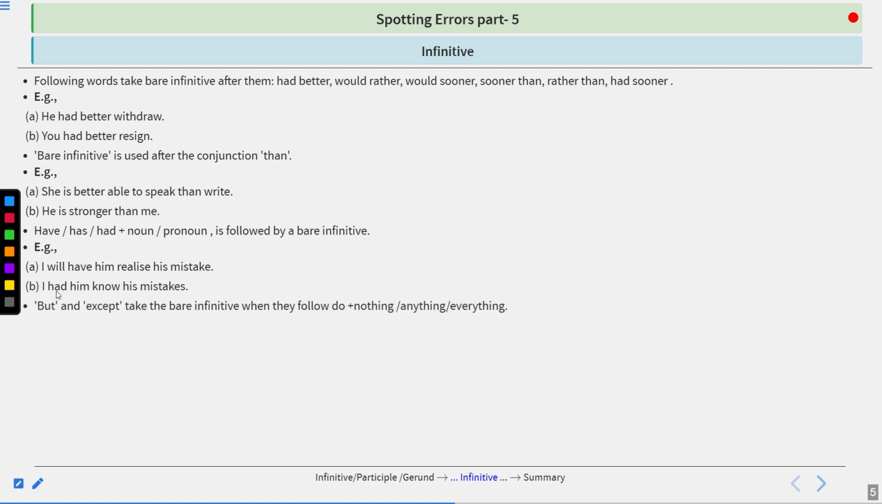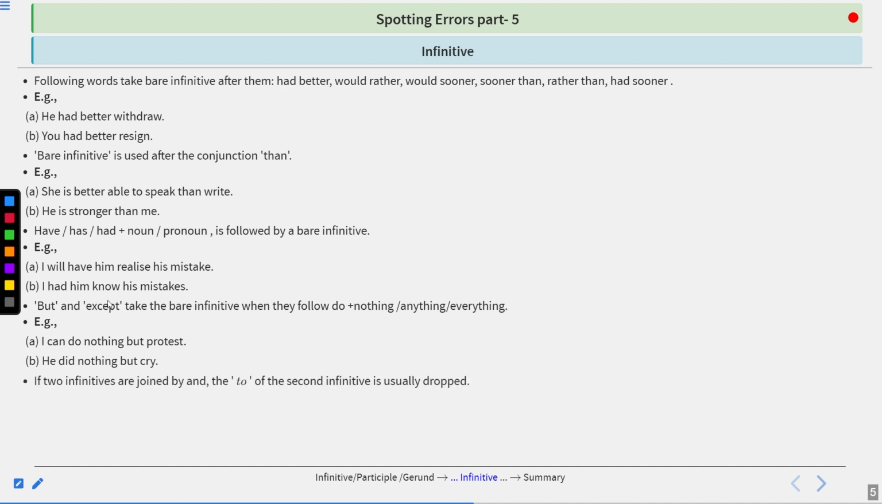But and except take the bare infinitive when they follow do nothing, anything, or everything. When you find do nothing, do anything, everything with but and except, take the bare infinitive. I can do nothing but protest. So here again, we haven't used full infinitive. Here we have used bare infinitive. He did nothing but cry. Again, we haven't used full infinitive.